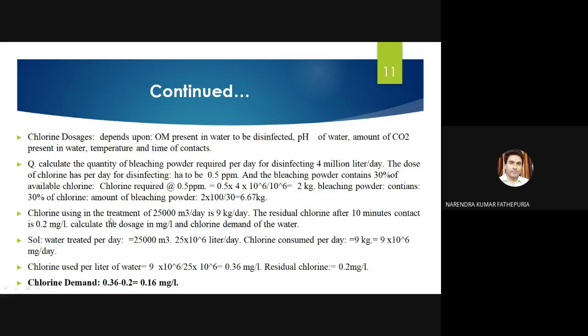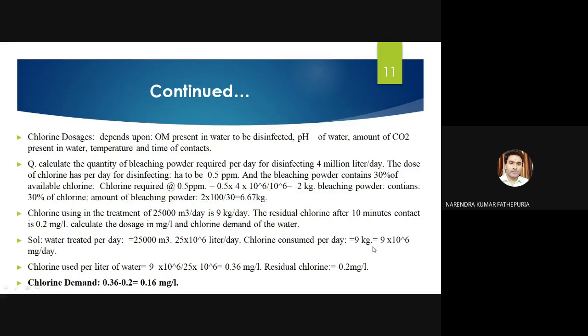This is another question: chlorine used in the treatment of 25,000 meter cube per day is 9 kg per day. The residual chlorine after a 10 minute contact period is 0.2 mg per liter. Calculate the dose in mg per liter and the chlorine demand of the water. So water treated per day, you can calculate it. You can convert meter cube per day, which is given, into liter per day.